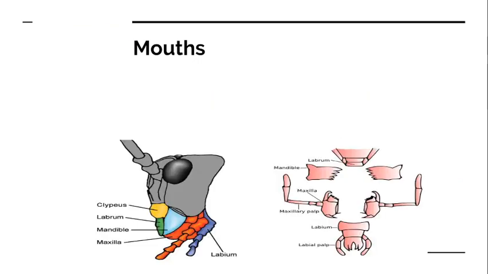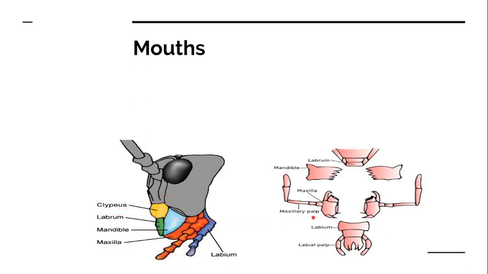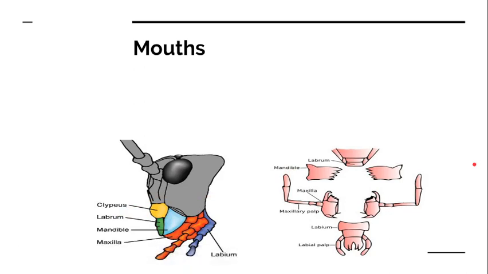Now, from there, we're going to talk a little more about mouths. And you can see we got some diagrams at the bottom here. I love diagrams. And you can actually see the labrum and the labium on this right here. And so you can pause and you can actually draw this diagram yourself. It is a good diagram.